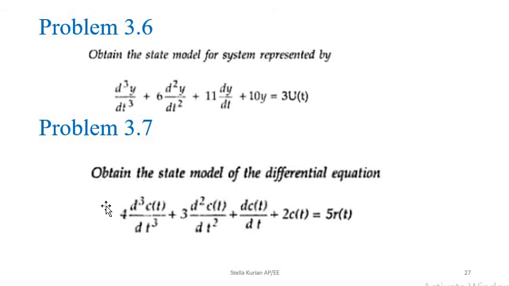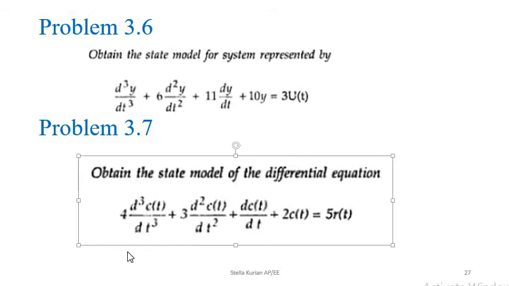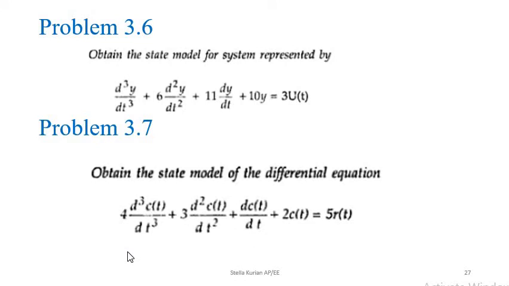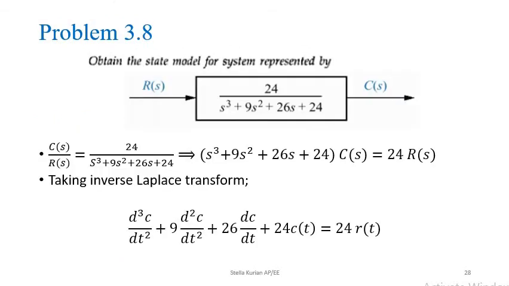Similarly, the next equation is 4 d cube c of t by dt cube plus 3 d square c by dt square plus dc by dt plus 2c is equal to 5 r of t. Here the variables are being changed. The output is taken as c of t and the input is taken as r of t. You may use the same variables, or if you need, you may change the variables and write the corresponding state space equations.